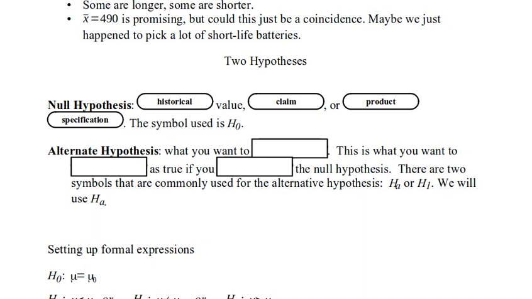So the null hypothesis is the claim of the manufacturer, of the government, of some corporation. We want to prove that the alternative hypothesis is true. That is the negation of the null hypothesis. So this is what you want to accept as true if you reject the null hypothesis. There are two symbols that are commonly used for the alternative hypothesis, H sub A or H sub 1. We'll use H sub A. The null hypothesis is H sub 0. Null is, of course, 0.